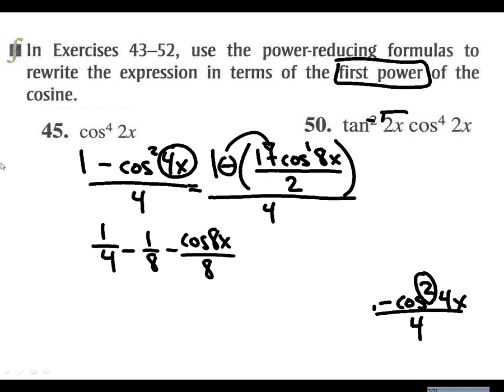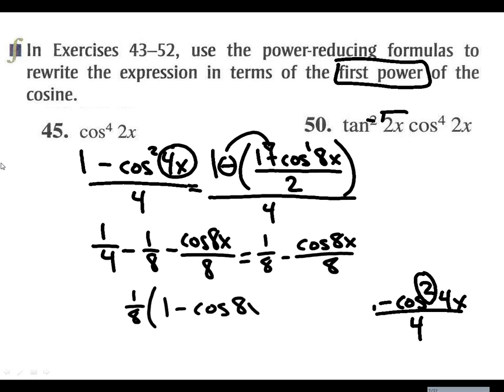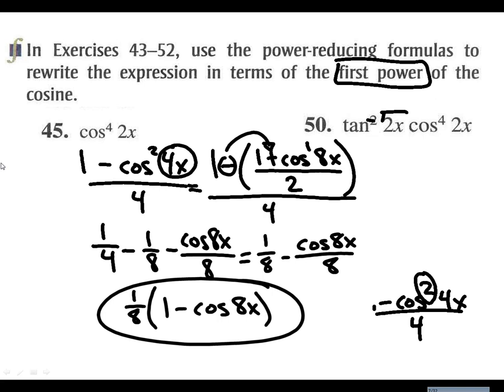All right, so we can clean this up. A quarter minus an eighth is an eighth minus cosine of 8x over 8. And we could pull a 1/8 out if we were really simplifying all the way down, and we would have this as our final answer. 1/8, 1 minus cosine of 8x. A lot of work on that one. Good job if you followed it all the way through.